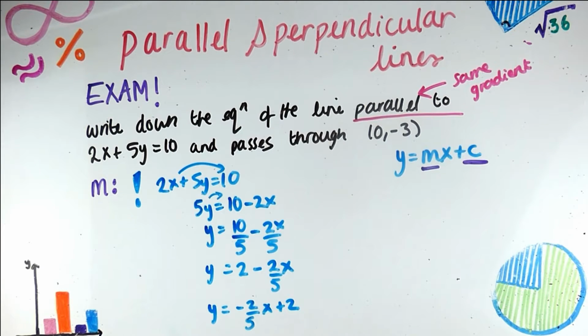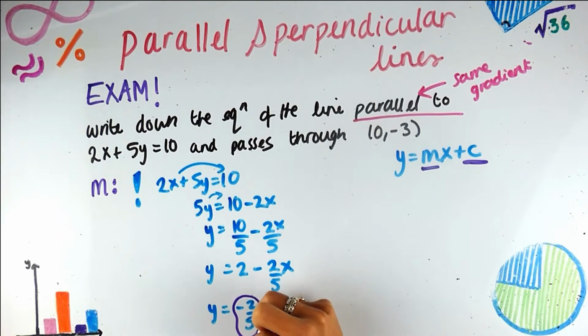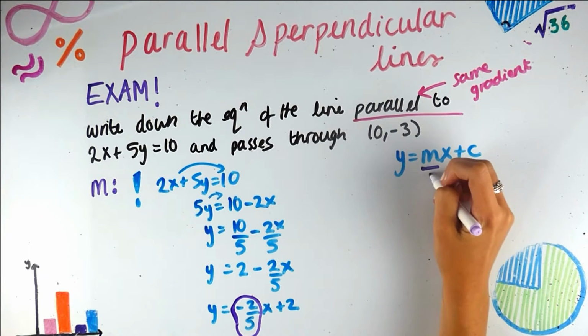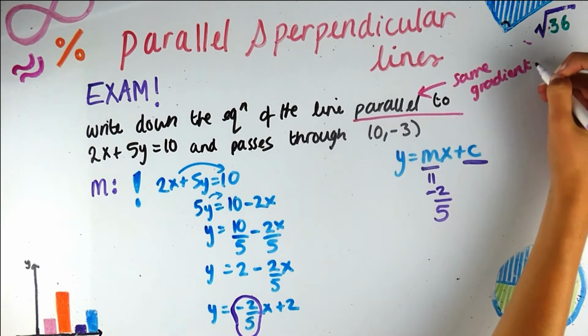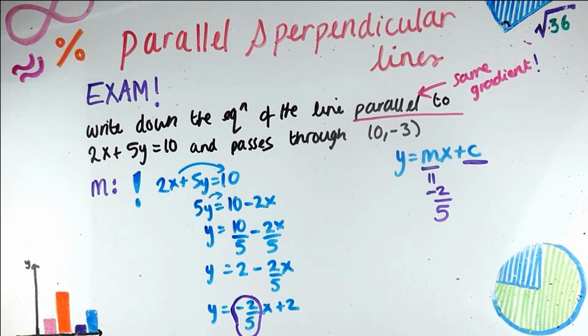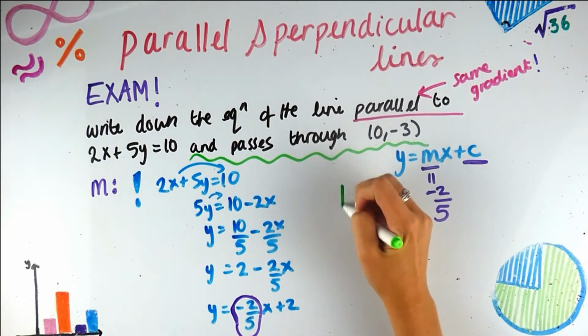So we can identify that the gradient, the m term, the x coefficient of the line it gave us is minus 2 over 5. So therefore we know that m is going to equal the same because parallel lines have the same gradient, so minus 2 over 5. So now let's work on the c value, and it has given us more information, so we can't just pick any c value, and pass this through this point here.